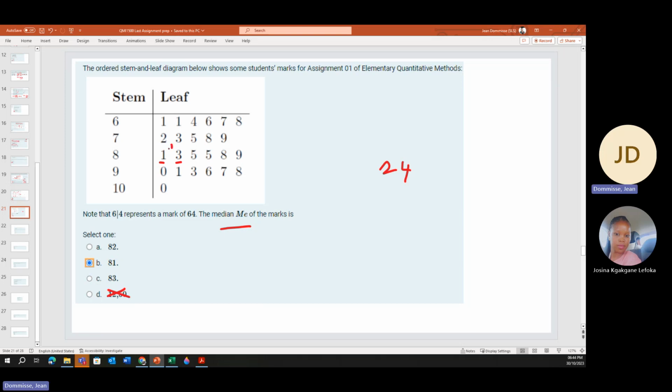This is interesting. I would have said in the middle and would have gotten 82. Let's just check. 12 on each side. So how we would have worked it out is 81 plus 83 divided by 2. So that would have given us an answer of 82. Okay, so that is how we would get to the median.